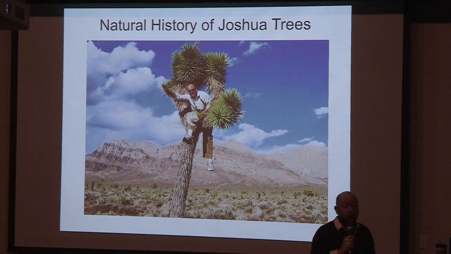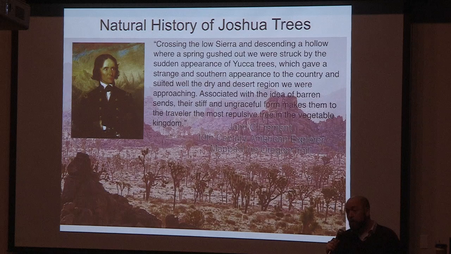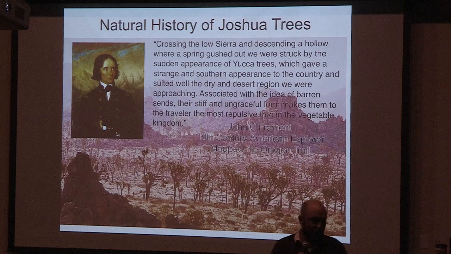I'll say not everybody thinks that they're beautiful. So for example, this guy named John C. Fremont, has anybody heard of him before? Yeah, so John C. Fremont was an American explorer. He actually mapped the Oregon Trail and did a lot of exploration of the Mojave Desert in California.